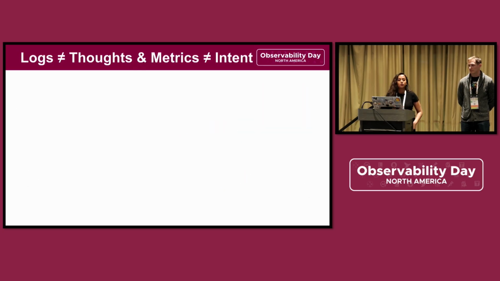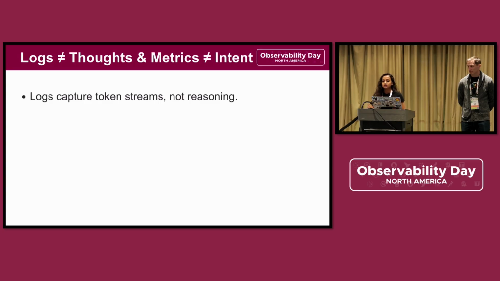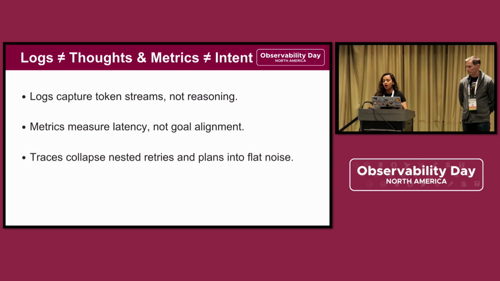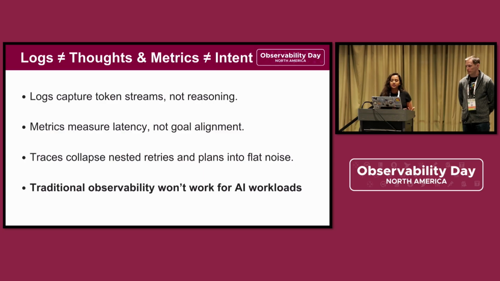Moving on, when we talk about AI observability, logs are not equal to thoughts, and metrics are not equal to intent. Logs capture token streams, not the reasoning. Metrics measure latency, not goal alignment. Suppose you have a customer support agent, and it gives the answer quickly. So you think that metrics-wise, yes, it's working great. But what if the result is not apt, not what was required? So you have to think about that thought process. Then traces collapse nested retries and plans into flat noise. So traditional observability won't work for AI workloads. We need observability that can reconstruct the whole reasoning, not just runtime.